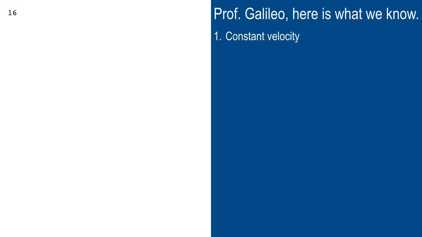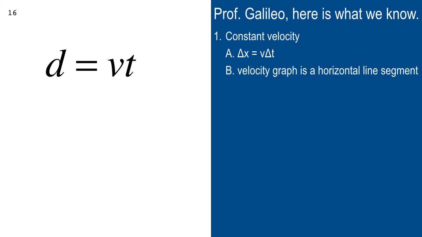Now, let's summarize what we know. Let's give a verbal report to Professor Galileo. Okay, constant velocity, delta x equals v delta t. No problema, we've got that. And the velocity graph is a horizontal line segment, either above or below the time axis. If it's below, that means you're moving to the left because you're in negative velocity territory.